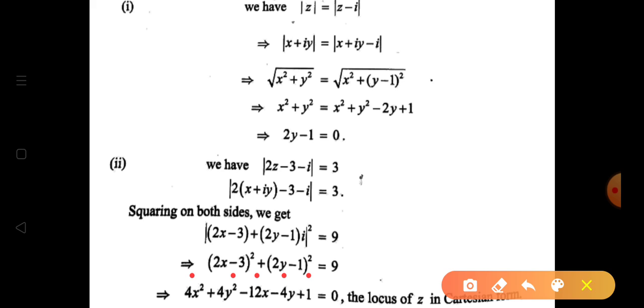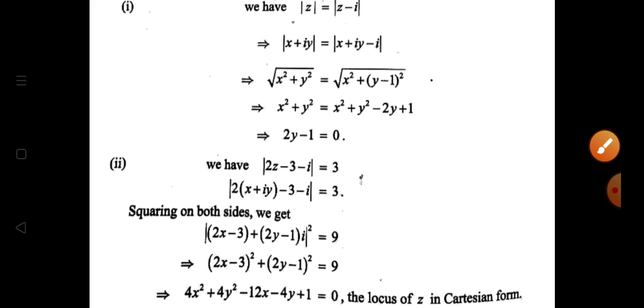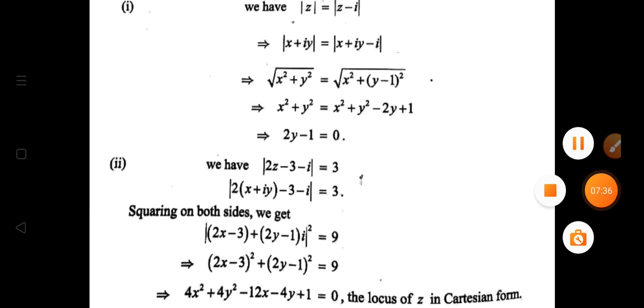This is the locus of Z in Cartesian form. Do you understand? Very well, thank you.